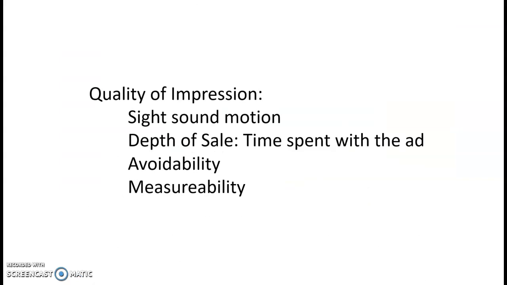And here is the quality of impression differentiators I was reaching for a second ago. So we talked about depth of sale. That's the time you can spend with the ad. Sight, sound, motion affects the quality of the impression. And what you mostly have with print is sight, right? Not a lot of video running unless it's on the website. But with the printed matter, it's sight. No sound, no motion. Is it avoidable?